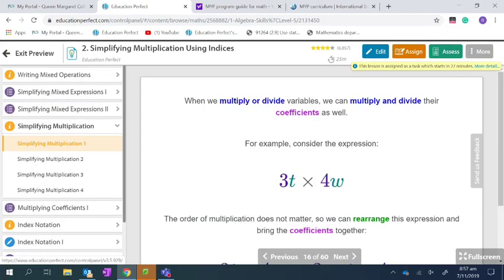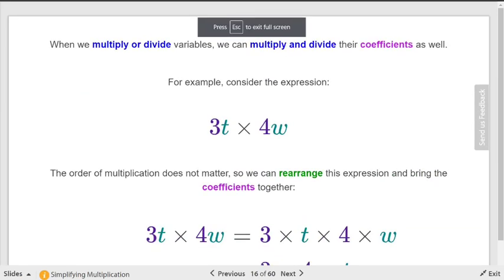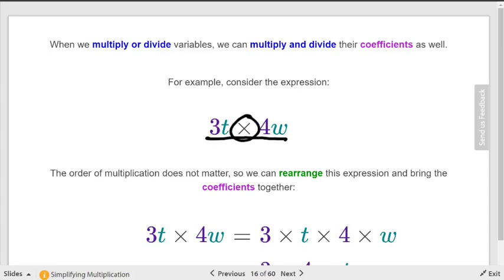So next we want to talk just about simplifying multiplication. Now remember, sign, multiply the coefficients, keep the bases, add the exponents, right? So if we're going to do this particular problem with 3t times 4w, the only operation up there is multiplication. I can multiply anything together, right? So the sign, positive times another positive, is still a positive. 3 times 4 is 12. And t times w is just tw.